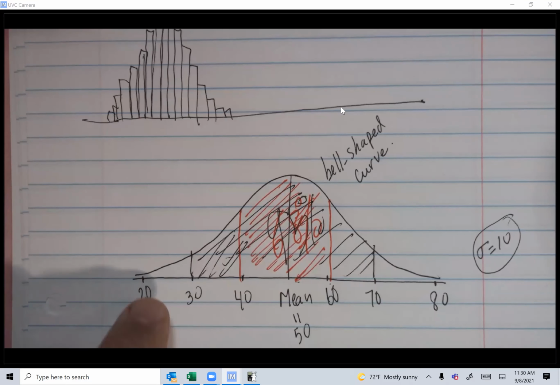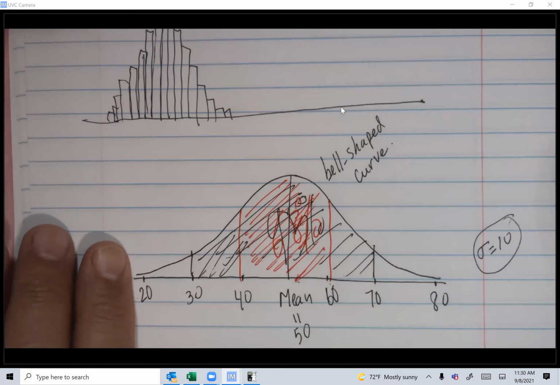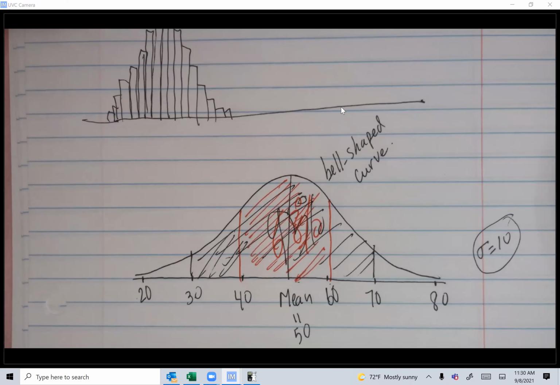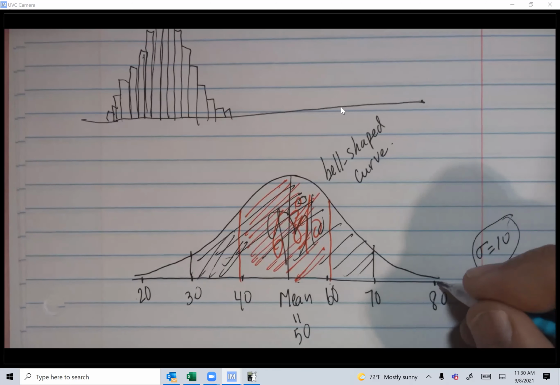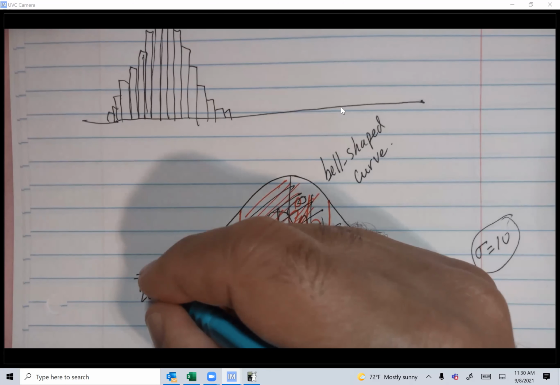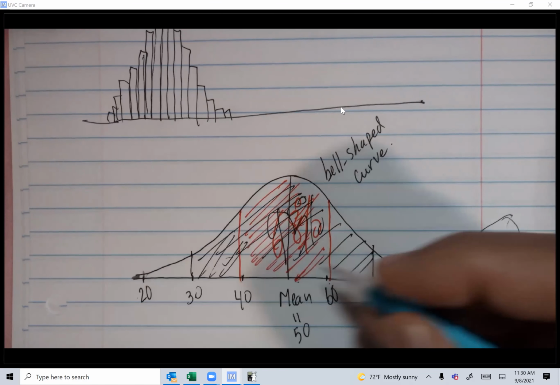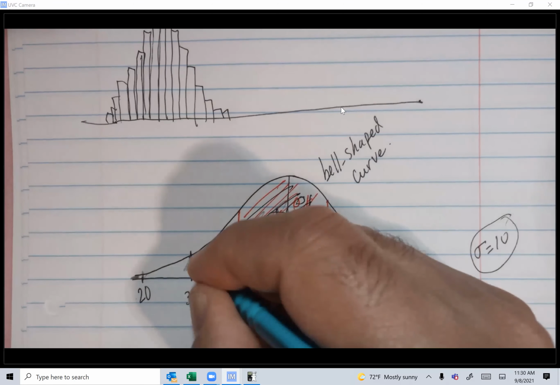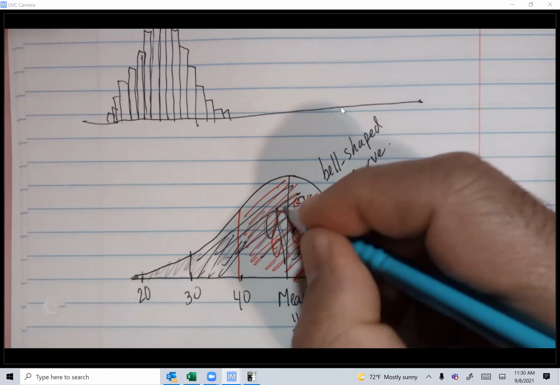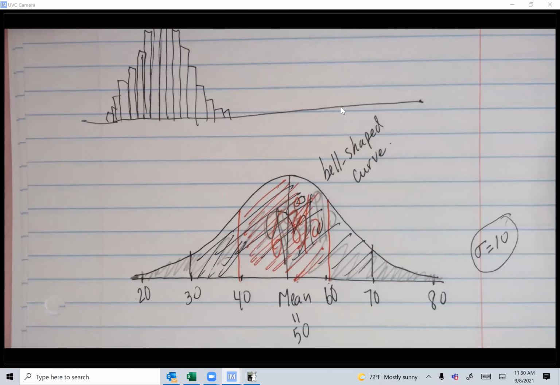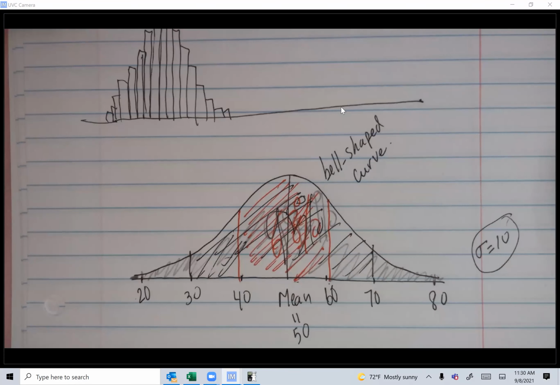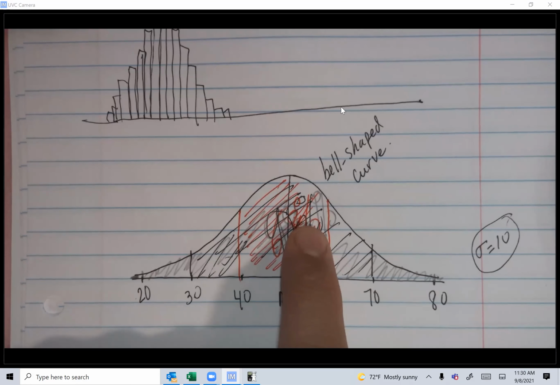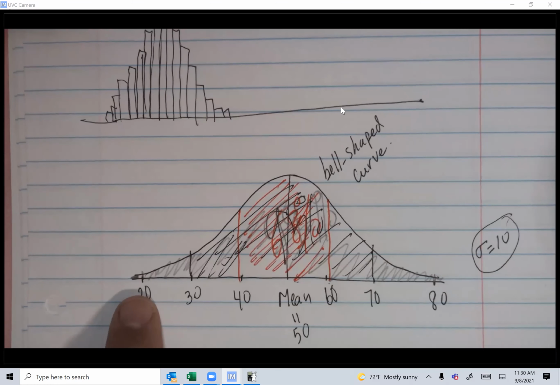Now, let me see what happens when we go 1 more standard deviation to the left and 1 more standard deviation to the right. What percent of the data do we capture? We capture most of it. There is a tiny bit of tail here, here, and there. This is 99.7% of the data, guys. Not 100%, because I said almost 100%. 99.7% of the data is captured between 20 and 80. So there is a 0.3% that is not captured.